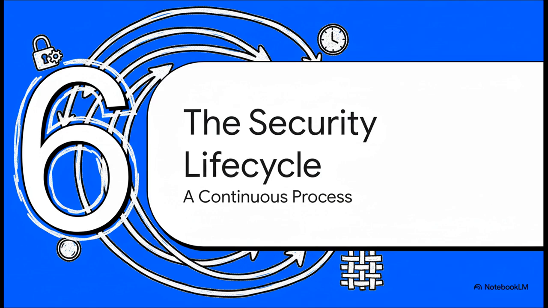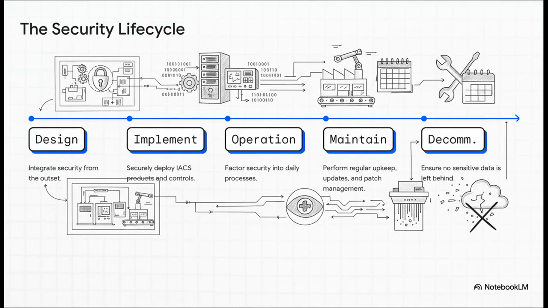And this next point is absolutely crucial. The standard makes it very clear that security is not a one-and-done project. You can't just set it and forget it. It has to be a continuous process that is woven into the entire life of a system. This is what we call the security lifecycle. It means security can't be an afterthought you tack on at the end. It has to be designed in from the very beginning. It has to be checked during implementation, managed every day during operations, and actively maintained with patches and updates. Which, as you can imagine, is a huge challenge for OT systems that were built to run untouched for 20 years. And it even includes decommissioning, making sure you securely dispose of old equipment so no sensitive information is left behind.